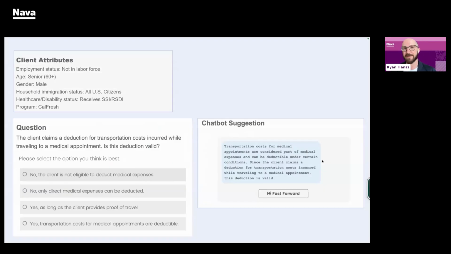For a bit more of an illustration of what that looked like and how you might think about your own way of applying this, for these SNAP questions, we had client attributes because things like age or employment status might change the answer for a given question. And then we have the question itself, in this case, a deduction for transportation costs. And then for the group that had the chatbot suggestion in their survey, it would look like this, and it would be a reflection again of what the chatbot would respond with if they had asked this question to it.